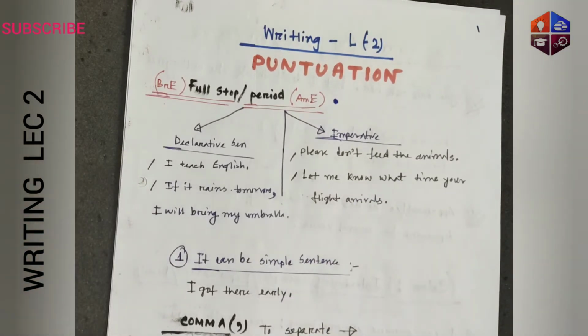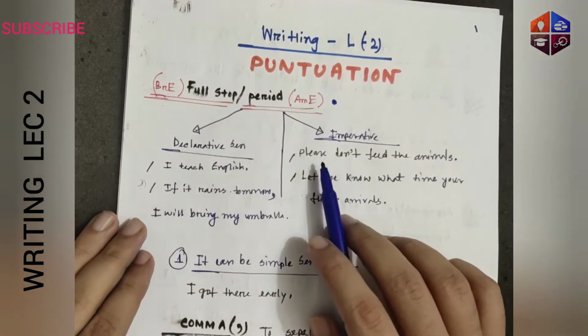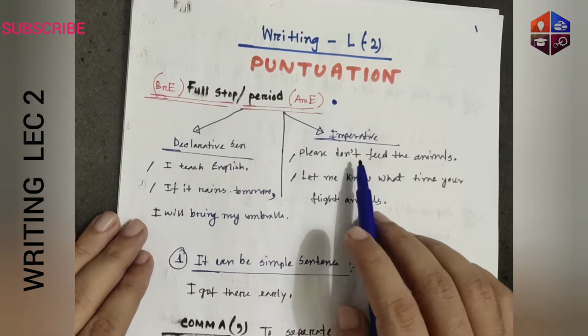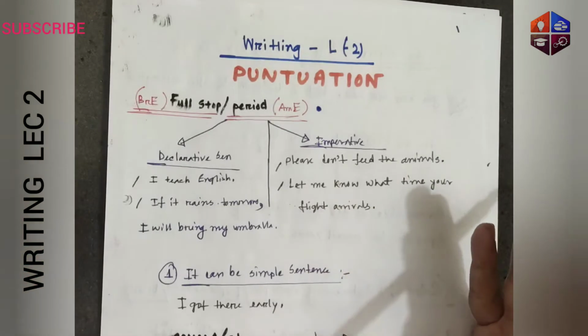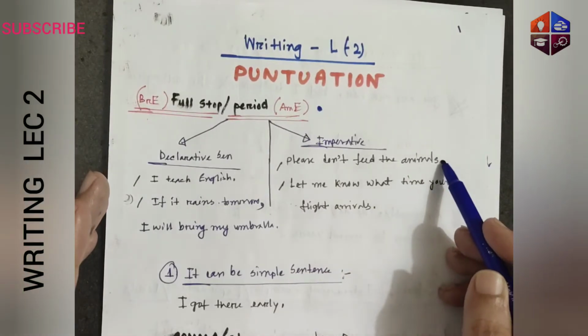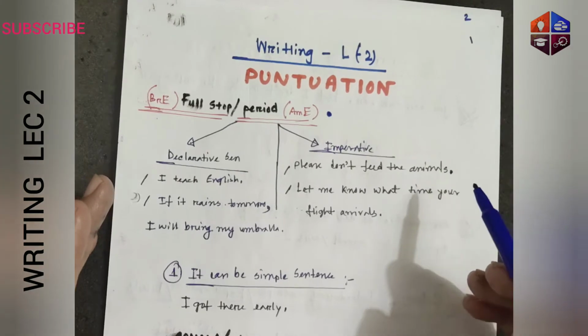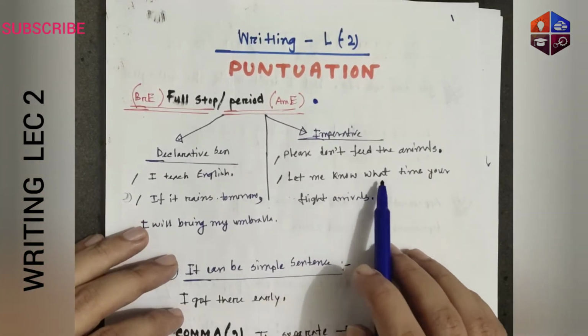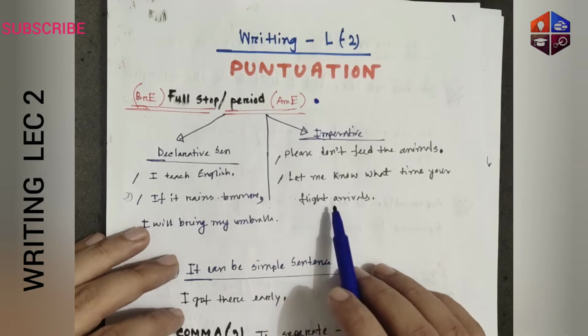When you use a full stop, this is the main question. Very easy: when the sentence finishes its idea, you have to use a full stop. This is the end of the sentence, the end of any particular talk, particular idea, particular emotion. Let's look at the examples. Here you can see, please don't feed the animals. This is an imperative sentence, and we use an imperative period here. Now let me know what time your flight arrives.